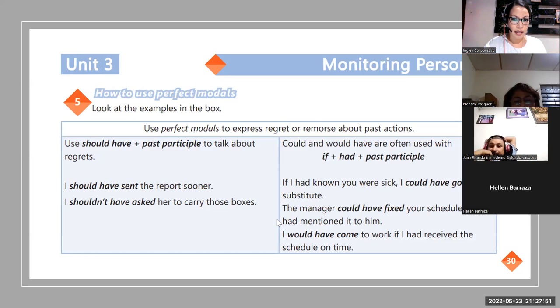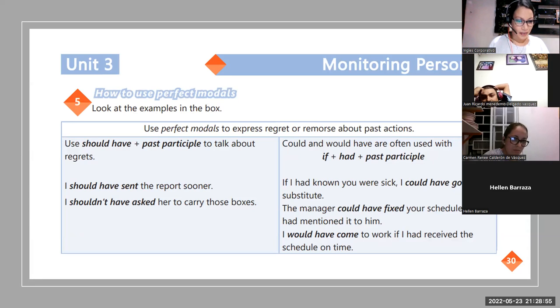If you see, we have two sentences here. If I had known you were sick, that is one clause or sentence. And then we have the second one: I could have gotten a substitute. This is like the connectors? Not exactly. We have two clauses. When I say clauses, it means sentences. One sentence is dependent. What does it mean? It doesn't have any sense by itself, because if I just say, if I had known you were sick, I need another clause to have a complete meaning, right? I could have gotten a substitute. But if I say I could have gotten a substitute, that one is independent because it has sense by itself, okay? Is the idea clear or not? More or less.